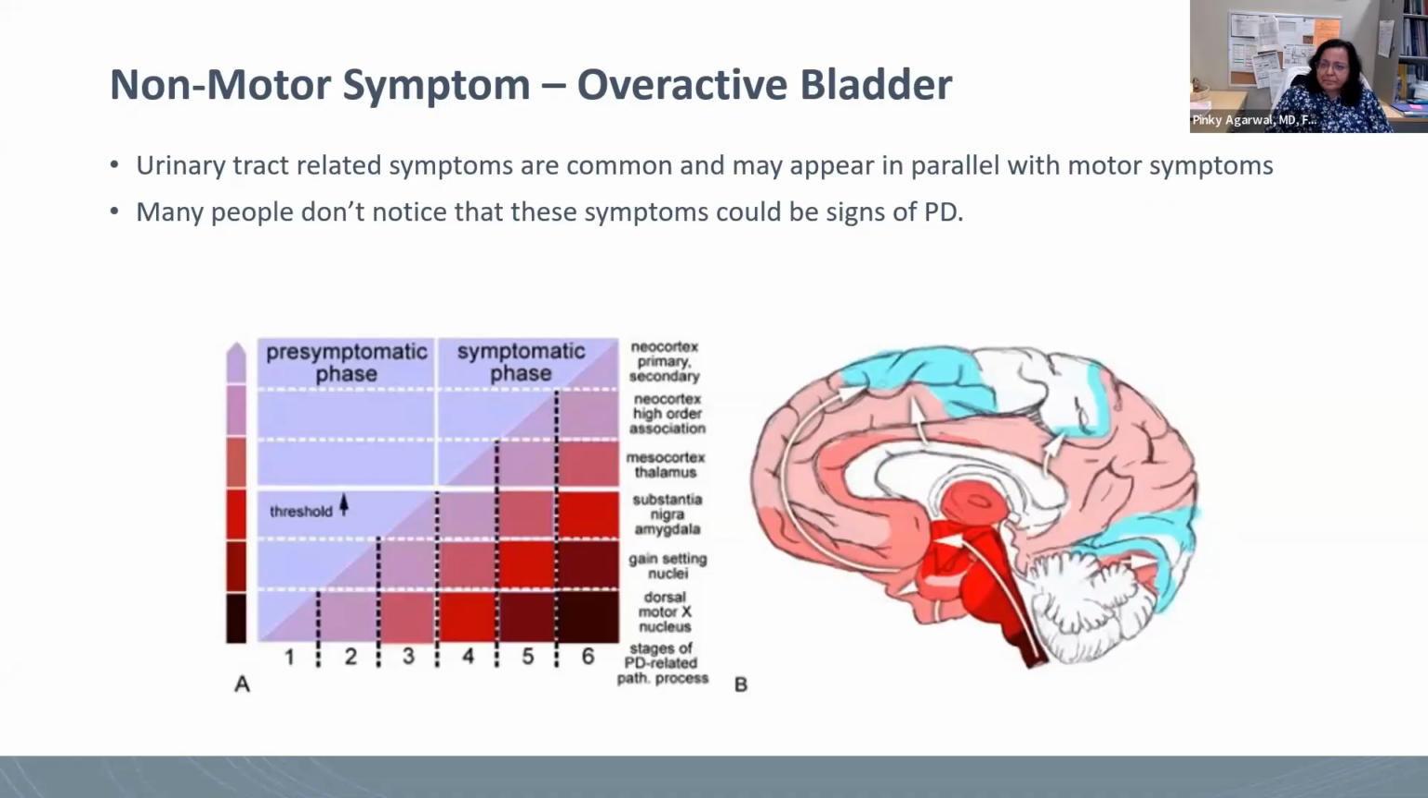The urinary tract symptoms may appear in Parkinson's, and this is a cross-section of the brain. If you see my cursor, you'll see that Parkinson's starts at the front and proceeds to the back of the brain, and moves from the base to the front, to the top. The non-motor symptoms can include urinary tract symptoms, and they can appear in parallel with the motor symptoms. Many people will not be aware that the non-motor symptoms are related to the Parkinson's.